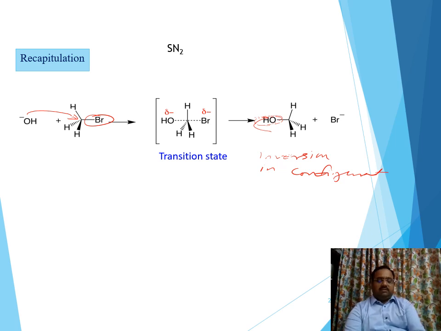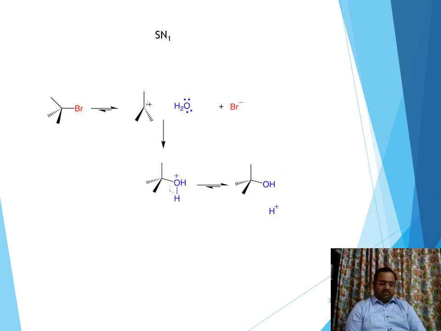Now let us look at the SN1 reaction. In the SN1 reaction, we take a tertiary alkyl halide. When it is treated with a base in the presence of water, first there is a formation of a carbocation. This carbocation is attacked by the water molecule, and after the attack of the water molecule there is a formation of product.